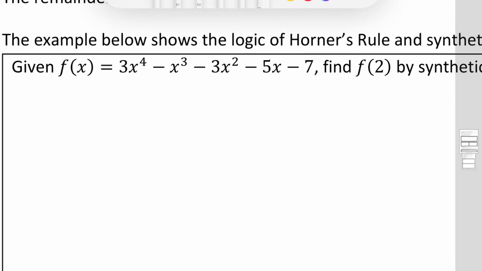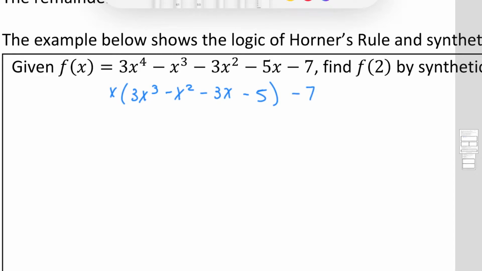I notice that there's a common factor x in all but the last term. So I'm going to factor out the common factor x, and as I do, I would leave myself with a 3x to the third power minus an x squared minus a 3x minus a 5, and then I'd still have to have the minus 7.